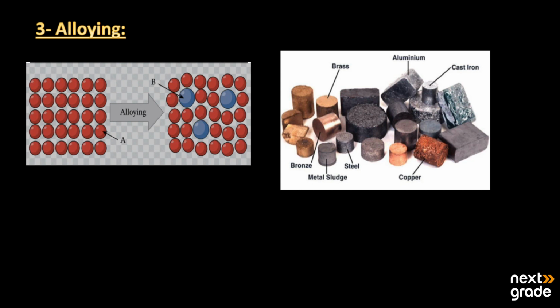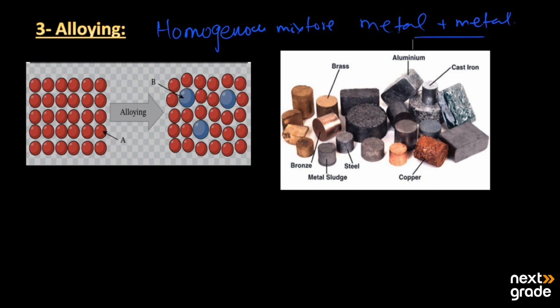So basically, alloys are a homogeneous mixture, and it is the mixture of one metal with another metal, metal plus metal. And these metals must be in the solid state. When two solid metals combine with one another, their resulting product is basically known as an alloy.